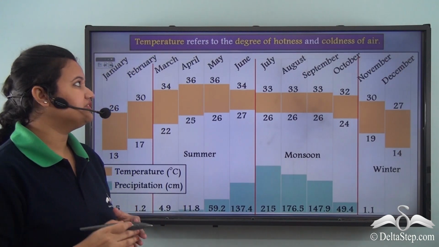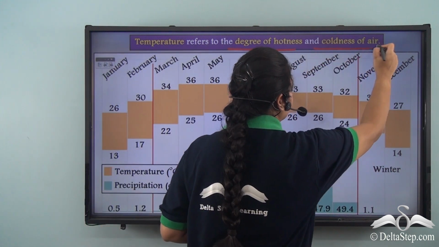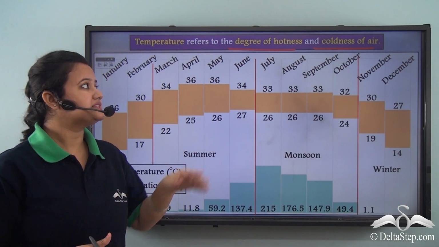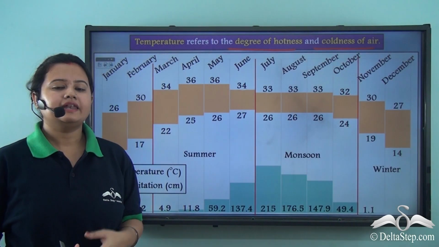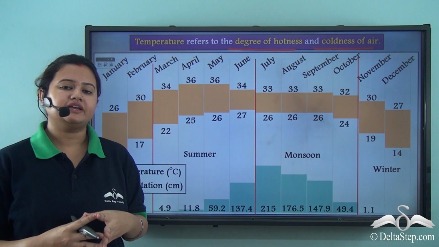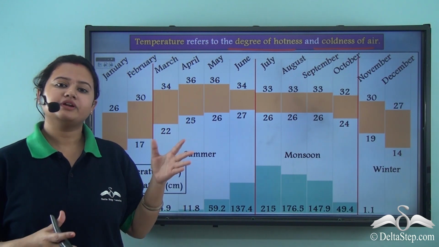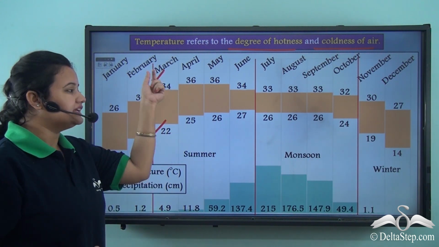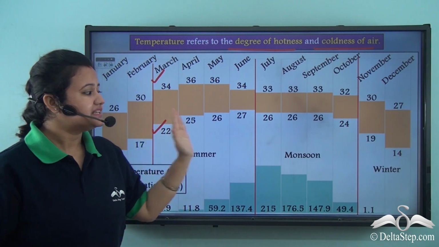So, temperature refers to the degree of hotness or the degree of coldness of air. So, atmospheric temperature is known as the degree of hotness and the degree of coldness. Now, this chart shows the climatic conditions of a place for the entire year, and here we find that the temperature varies both daily, that is the day and night temperature varies, as well as seasonally.